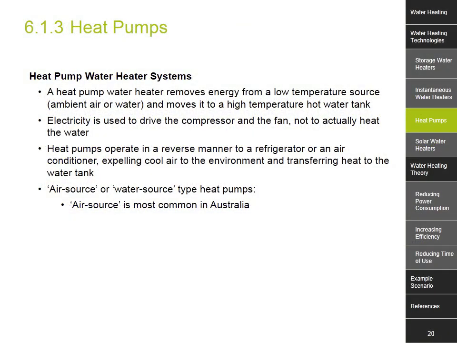A heat pump water heater removes energy from a low temperature source, such as ambient air or wastewater, and moves it to a high temperature hot water tank. Electricity is used to drive the compressor and the fan, but not to actually heat the water. Heat pumps operate in a reverse manner to a refrigerator or an air conditioner, expelling cool air to the environment and transferring heat to the water tank. Air source heat pumps are the most common heat pumps in Australia.